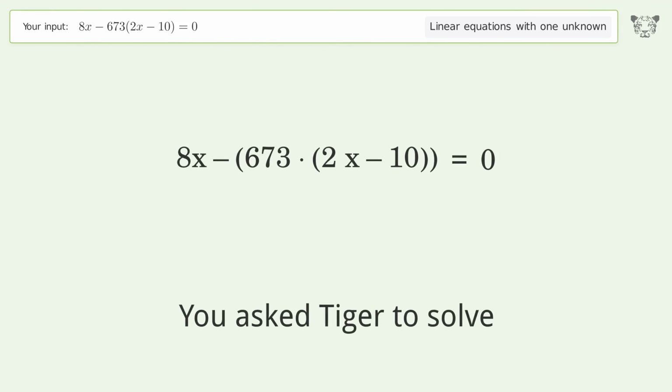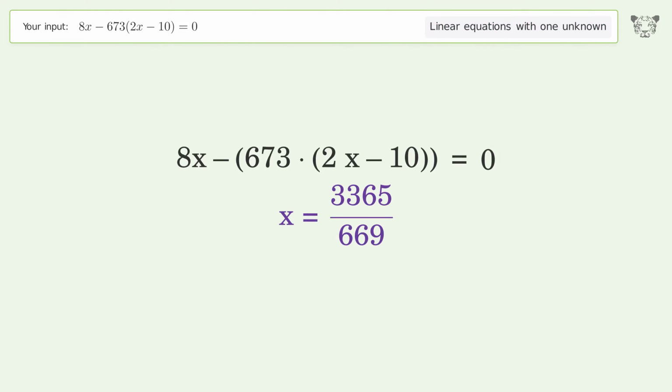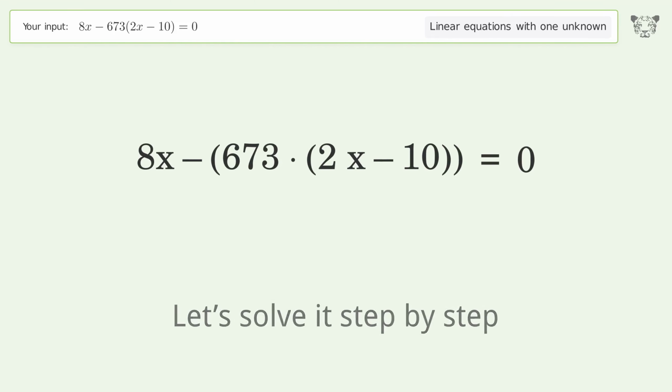You ask Tiger to solve. This deals with linear equations with one unknown. The final result is x equals 3365 over 669. Let's solve it step by step.